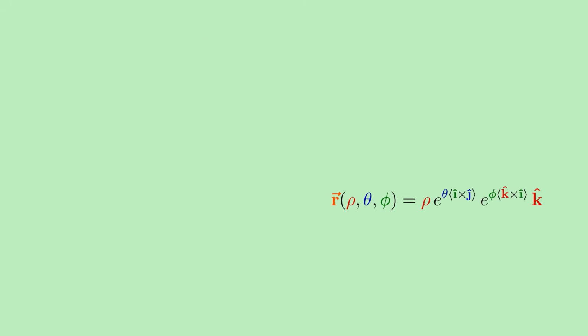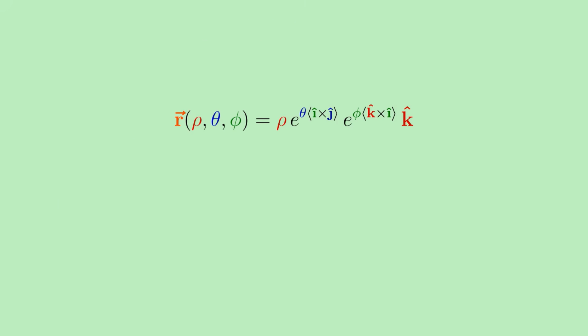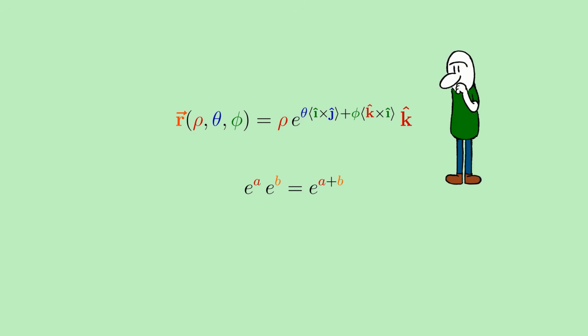At this point, you might be wondering if we can simplify this product of exponentials, and those of you with some foresight might be starting to get worried about something. Because one of the core algebraic properties of exponentials is that multiplying them together allows us to add their exponents. So it's tempting to simplify the product of these two exponentials into the single exponential e to the theta i hat tilde j hat plus phi times k hat tilde i hat. But something about this smells fishy.